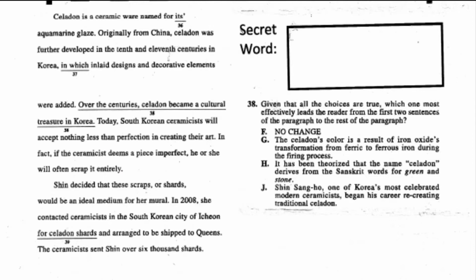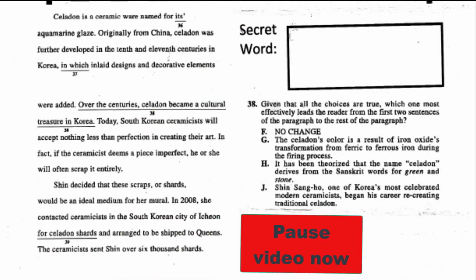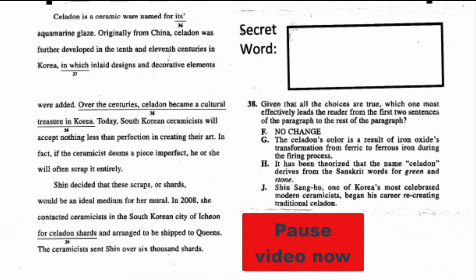Problem 38, given all the choices are true, which one most effectively leads the reader from the first 2 sentences of the paragraph to the rest of the paragraph? Alright, what we want to do is a couple things here. So we're going to look at the topic sentence in the paragraph and the next sentence, because that's the first 2 sentences. Topic sentence in the second paragraph, alright? Should be able to reduce it down to 2, and then if you're struggling between two answer choices, don't be afraid to keep in mind that the Scooby-Doo theory says all topic sentences have to be in order and talking about the same thing. So don't be afraid to look at the paragraph below to see the topic sentence there. Go ahead, pause the video here. We'll come on back with the answers in a second. Pause now.